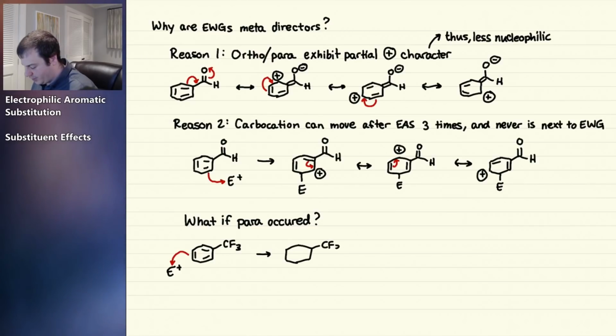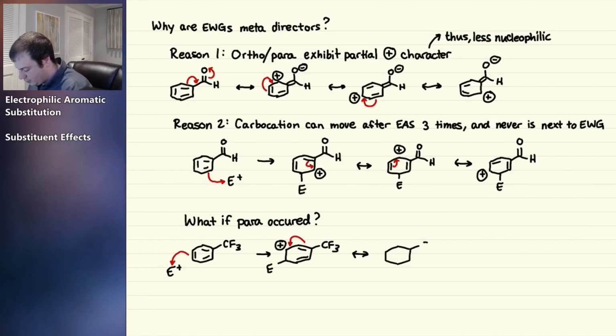So here's our CF3 group. We added our electrophile to the para position, and so that's going to generate our carbocation at the meta position. Now let's do the same thing and draw some resonance structures. So we can move this pi bond over. It's just a resonance structure. We're moving that carbocation around. And we draw another resonance structure. Move this pi bond up.